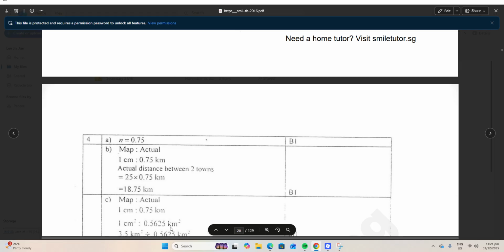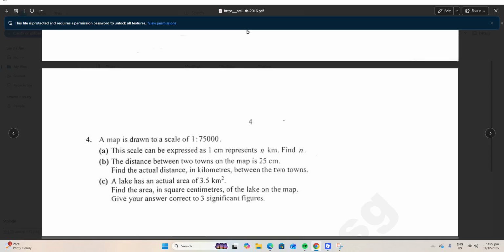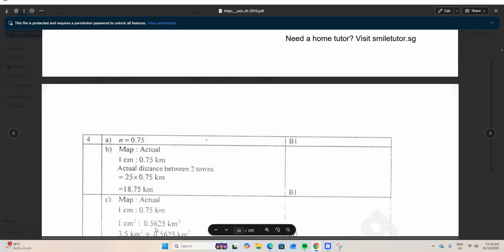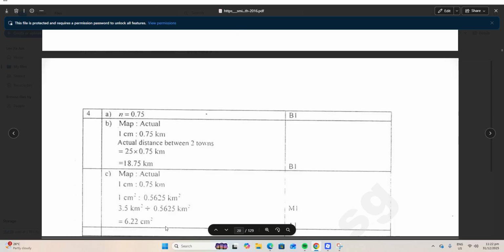You have to write it in km squared, because after you square the number, you have to write the units in square, right? So in other words, 1 cm squared on the map is equal to 0.5625 kilometers squared on the actual area. So the actual area here is 3.5 kilometers squared. So how do you find the area on the map? You use 3.5 kilometers squared divided by 0.5625, which equals 6.22.